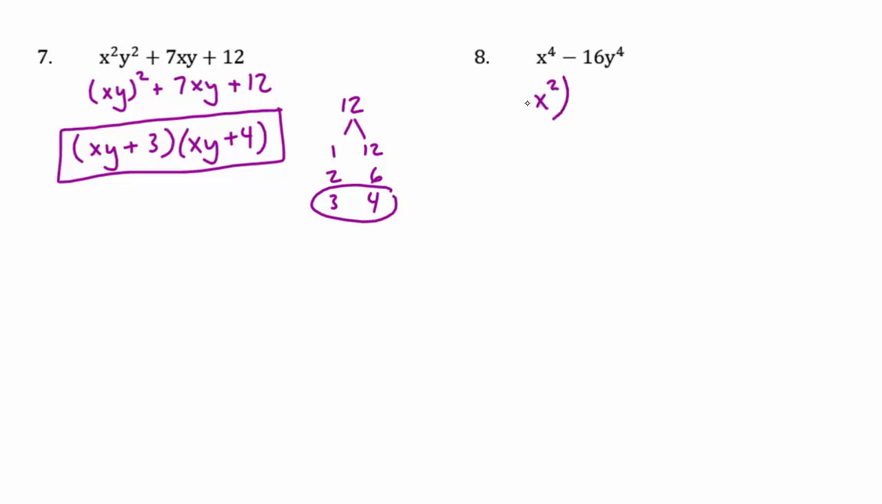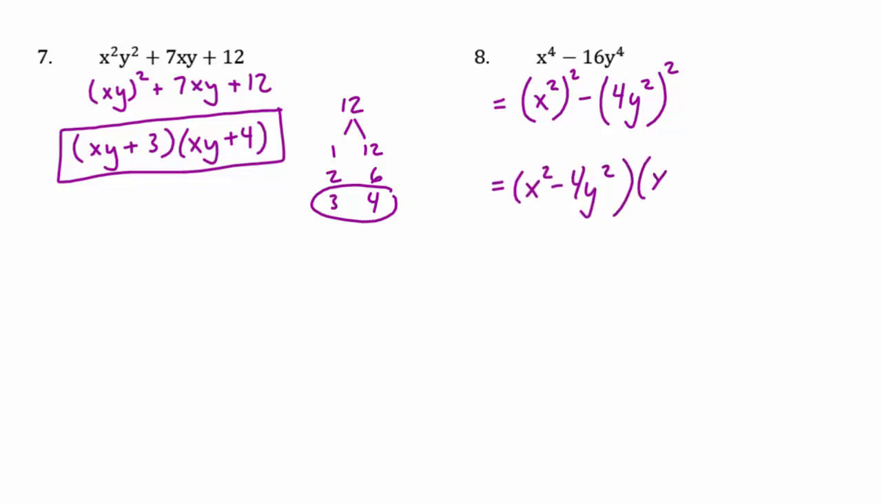That's x squared squared, because 2 times 2 is 4, right? Let's see, square root of 16 is 4. So that's y squared squared. So here we have a difference of squares. And so we can rewrite this as x squared minus 4y squared times x squared plus 4y squared. Remember, a difference of squares will be those conjugates, as we call them, of these binomials.